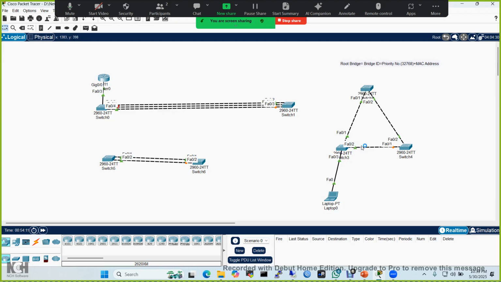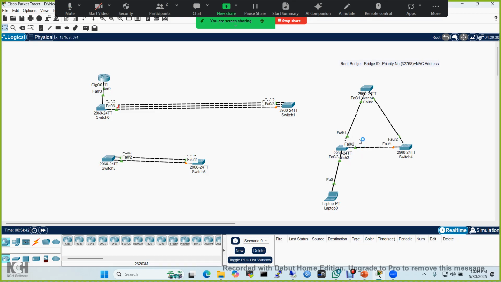Why is it designated? I think because it is connected with a non-designated port. No, this is not the answer. I am saying I have not said yet about this port, isn't it?